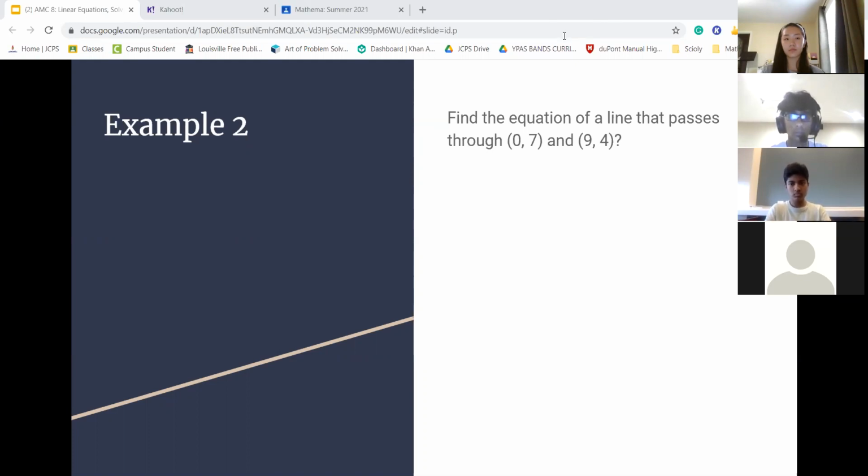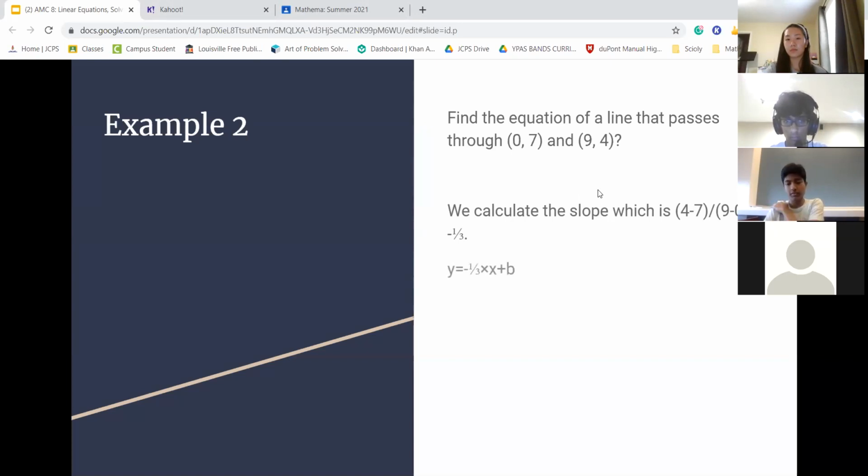Or if I want to try it another way, since we already know y equals minus 1/3 x plus 7, I could test it out by using the coordinate (0, 7) also, which proves that it's correct. Yeah, that's correct. That's right. Good job.